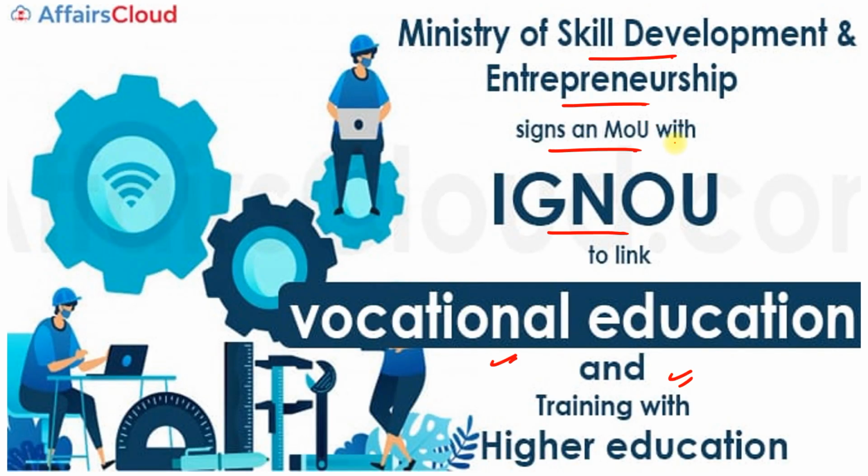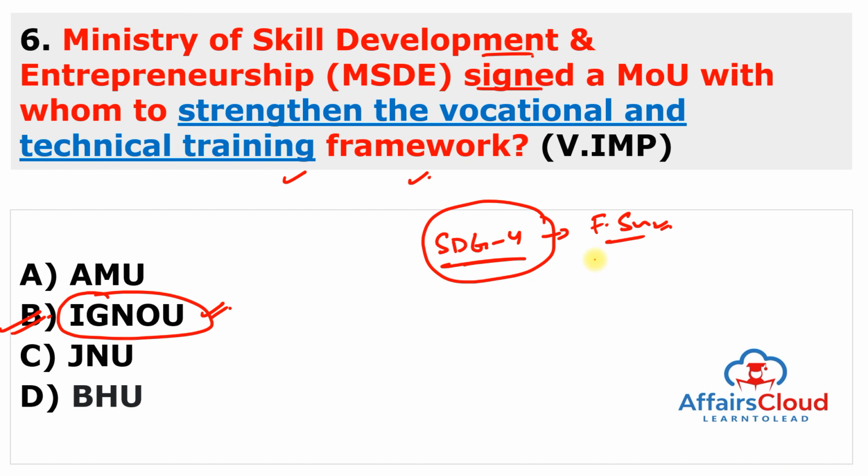So you have to remember the keyword here: Ministry of Skill Development and Entrepreneurship signs MOU with IGNOU so that they can link vocational education and training with higher education. It is also one of the agendas of National Education Policy 2020, and all the material will be provided in digital form. So this is Indira Gandhi Open University.